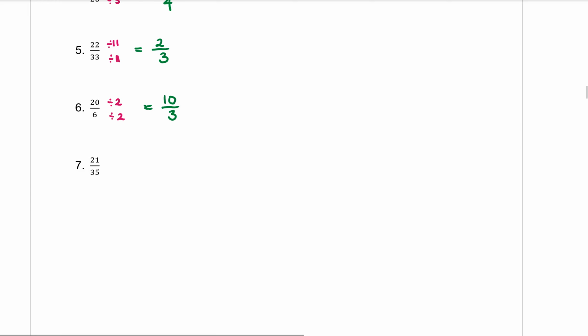And one more, 21 over 35. Both of those numbers, the highest common factor is 7. So divide the top by 7, divide the bottom by 7. 21 divided by 7 goes 3 times. 35 divided by 7 goes 5 times. And that is how you simplify fractions.